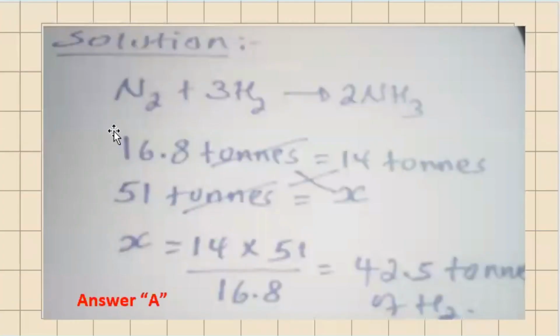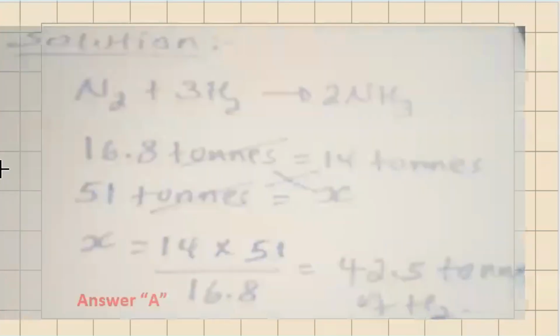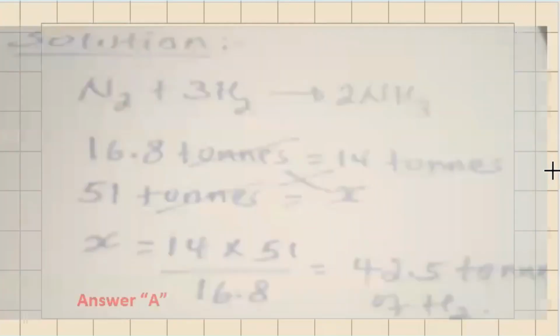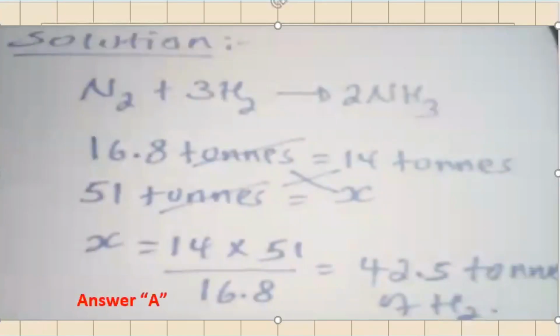Okay, let's go to the solution. Nitrogen plus H2 gives 2NH3. From 16.8 tons, we can obtain 14 tons. From 51 tons, we obtain X amount. Then X equals 14 times 51 divided by 60.8, which equals 42.5 tons of nitrogen. Therefore, the answer must be A.